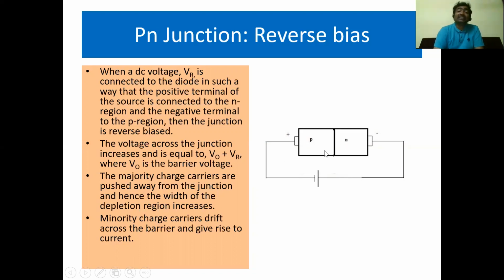That means electrons from the N region do not cross the junction and holes from the P region do not cross into the N region. But minority charge carriers from both the regions cross the junction, because for minority charge carriers, this reverse bias appears like a forward bias. From the P region, the minority charge carriers are electrons. They can cross. And in the N region, holes are the minority charge carriers. They can cross the junction. In this particular situation, this current is called the reverse saturation current or minority carrier current.